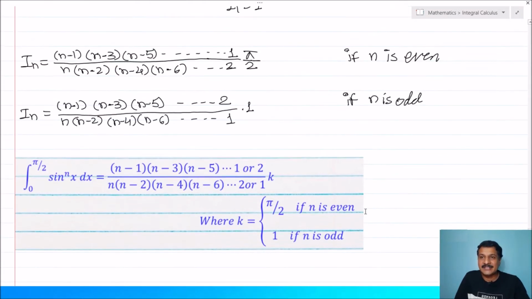So I will consider both cases together. So into k, I am getting here k equal to pi by 2 if n is even and k equal to 1 if n is odd.